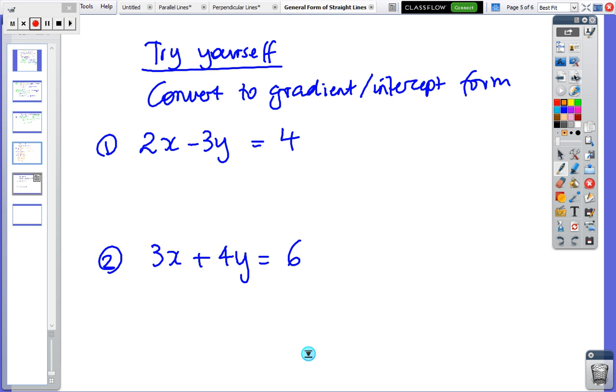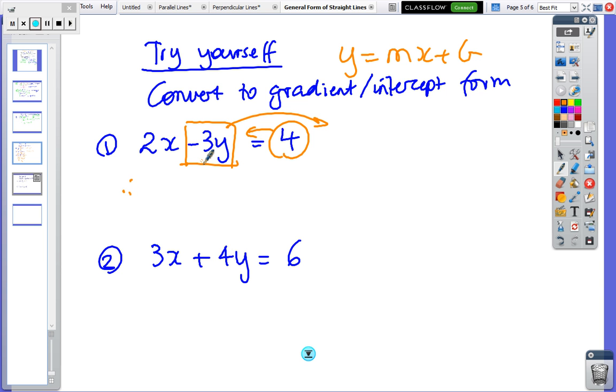This time we're going to convert back to normal form, gradient intercept form we'll call normal. Pause, and when you're ready, come back live. Okay, we've got a negative y, and we've got to get positive y as our final answer. So I'm going to move the y's across, move the numbers back. When you move the y across, it becomes a positive. 2x hasn't moved, but 4 has moved, so it becomes minus 4. Then just divide by 3, so you get 2/3 x minus 4/3.